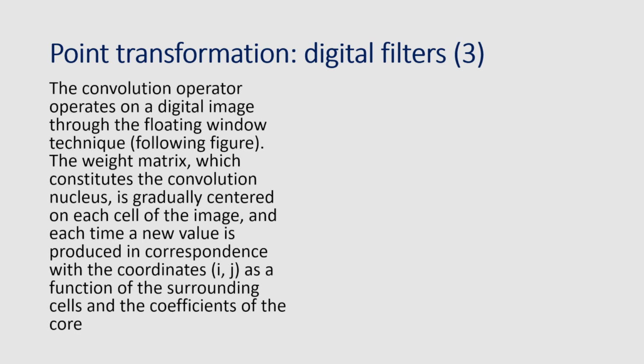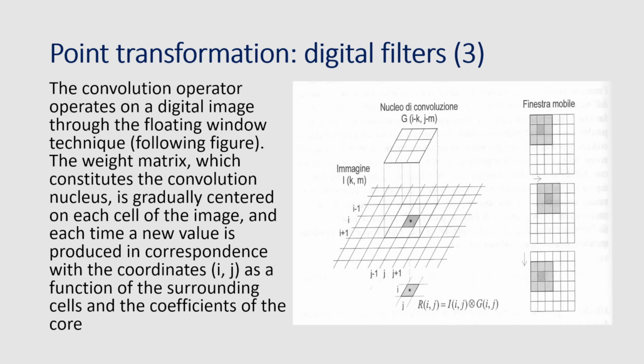Point transformation, digital filters. 3. The convolution operator operates on a digital image through the floating window technique, following figure. The weight matrix, which constitutes the convolution nucleus, is gradually centered on each cell of the image, and each time a new value is produced in correspondence with the coordinates i, j, as a function of the surrounding cells and the coefficients of the core.